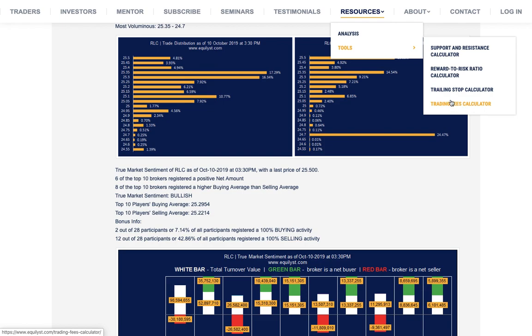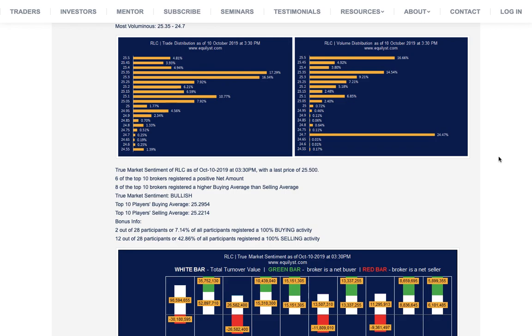So you can use this trading fees calculator for you to know in advance what your break-even price is, because like what I mentioned, the first 1.20% gains, that's not yet for you. That goes to the taxes and fees involved in buying and selling stocks.